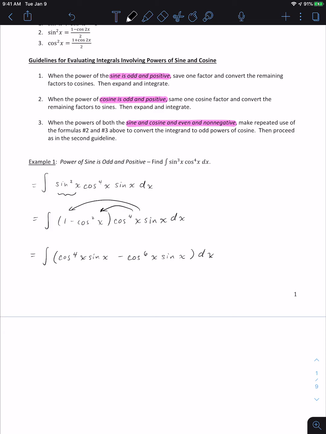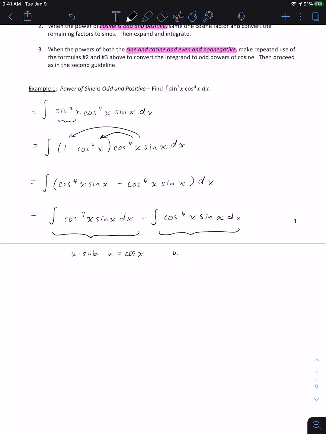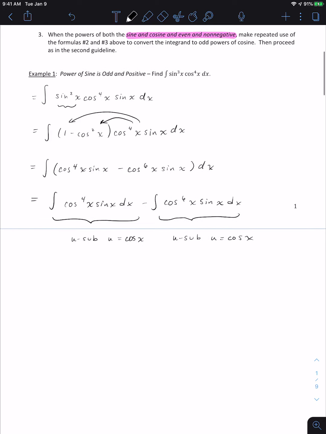Now I'm going to use rules of integrals, and I can distribute that integral sign, so it's two different integrals. This is the integral of cosine to the 4th x sine x dx minus the integral of cosine to the 6th x sine x dx. Notice that each one of these integrals individually I can solve with a u sub, with u equal to cosine x. If I do those u substitutions, notice it's just a power function that I'm left with. So I'll do those separately here.